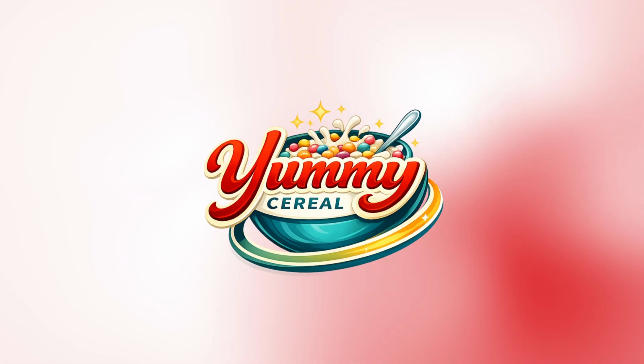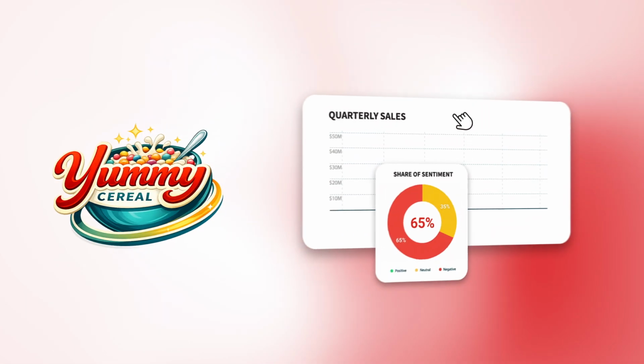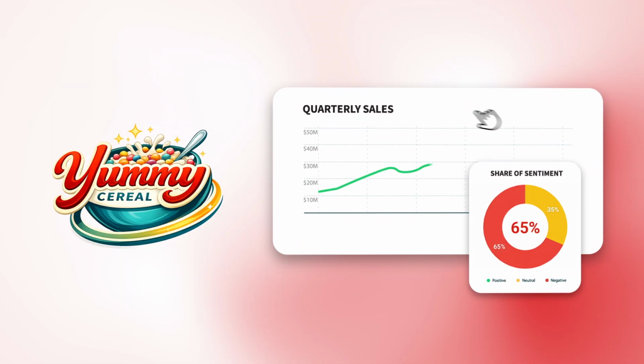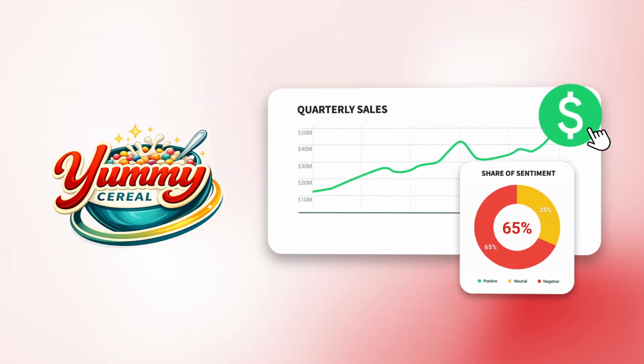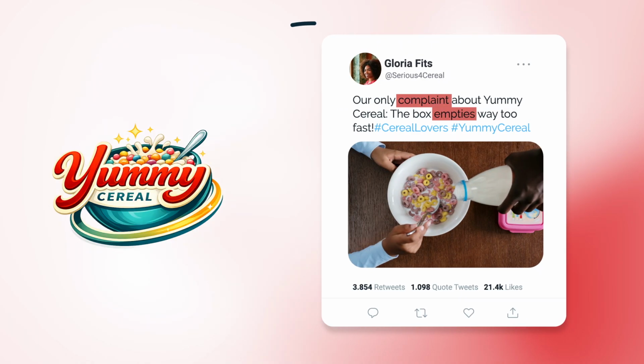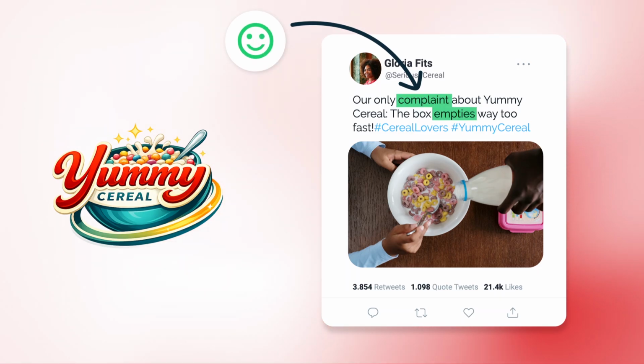Let's say you're on the brand team for Yummy cereal. You noticed that your monthly reports show 65% negative sentiment, even though sales are through the roof. It looks like happy frustration is being misinterpreted from your most loyal fans. We're going to fix that with AI classifiers.